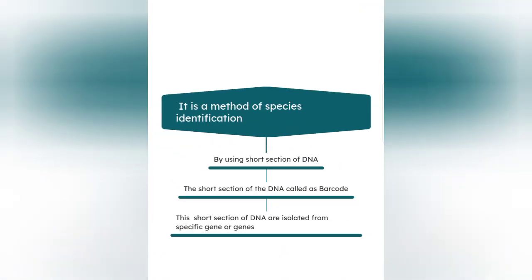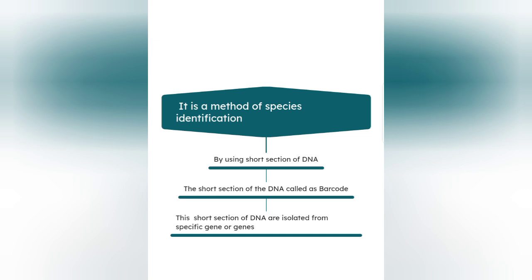So DNA barcoding is a method of species identification by using a short section of the DNA. The short section of the DNA is called a barcode. This short section of the DNA is isolated from a species' gene or genes. So simply, DNA barcoding is a method of organism identification, or a method of identification of a particular species.